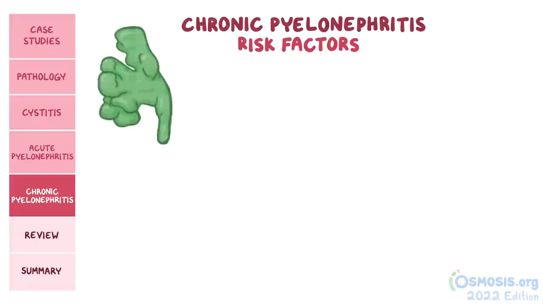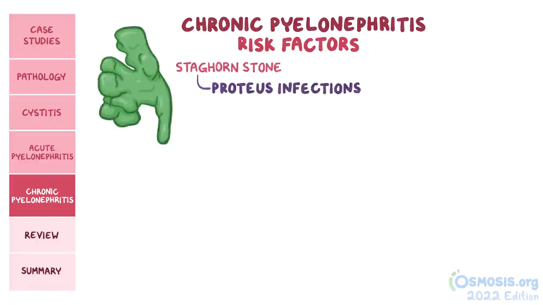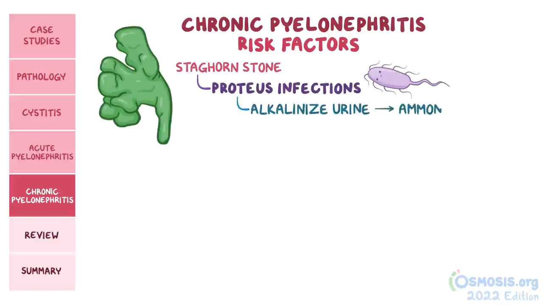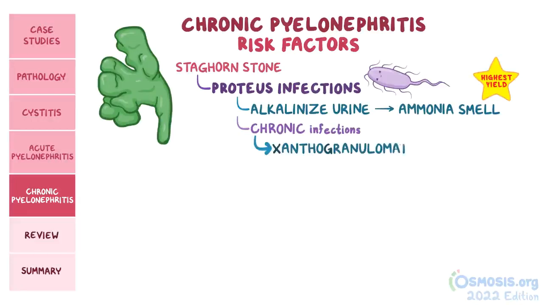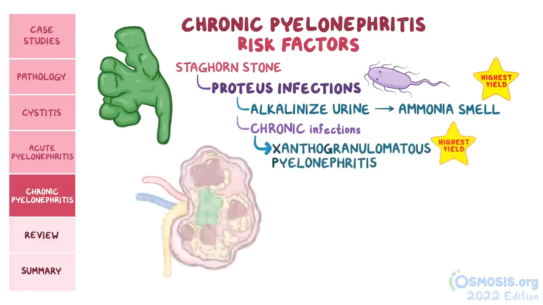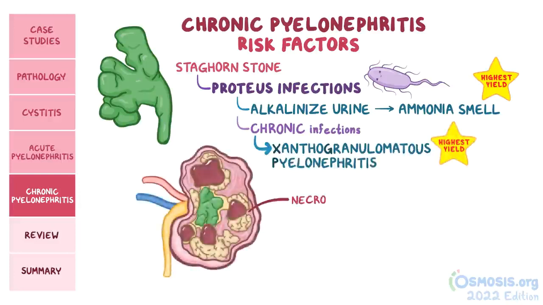A special type of kidney stone, called staghorn stone, due to their size and branching nature, are associated with Proteus infections. One high-yield fact is that Proteus infections alkalinize the urine, giving it a distinct ammonia smell. Chronic Proteus infections can lead to a very serious type of pyelonephritis called xanthogranulomatous pyelonephritis, or XGP, which is characterized by necrotic, hemorrhagic masses containing foamy macrophages. These masses are often mistaken for tumors on imaging studies.